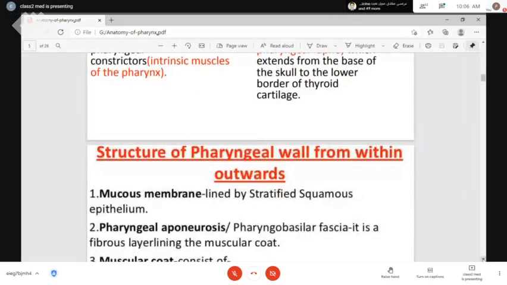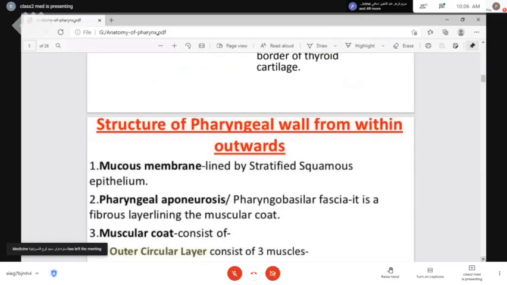What are the structures of the pharyngeal wall from within to the outer side? First, the mucous membrane lined by stratified squamous epithelium. Second, pharyngeal aponeurosis and pharyngobasilar fascia. It is a fibrous layer lining the muscular coat.